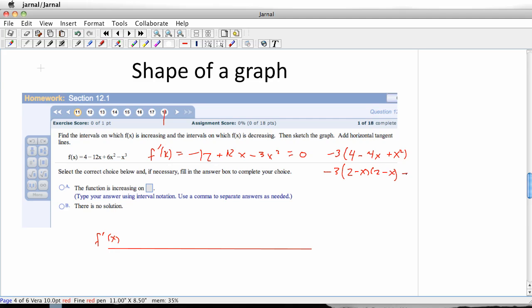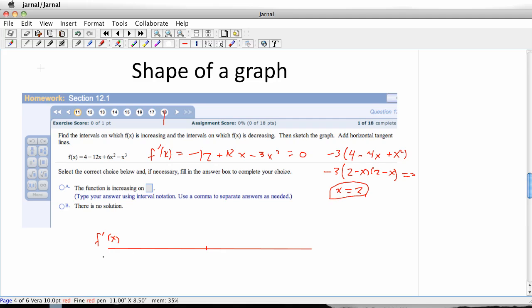If that's equal to 0, then one of these values, negative 3, 2 minus x, or 2 minus x, has to be 0. The product being 0 means that one of the pieces is 0. Well, negative 3 is certainly not 0. 2 minus x is 0 when x equals 2. So this is the only value that makes the derivative of f 0, so this will be my only critical value.